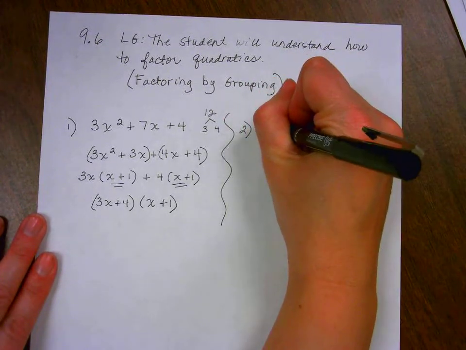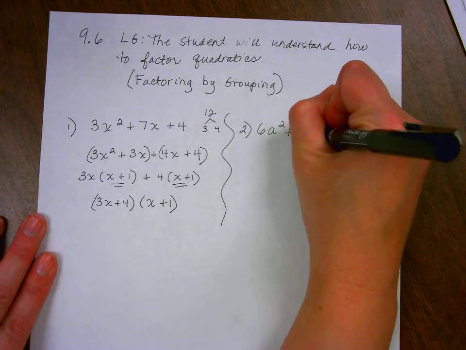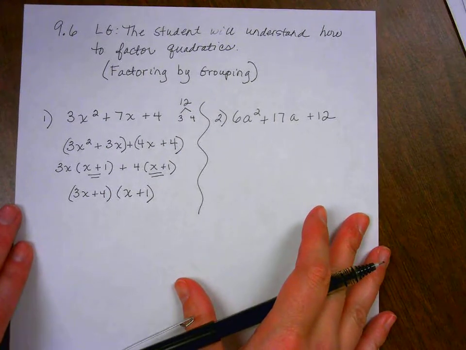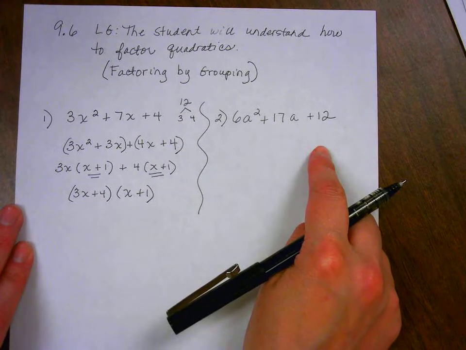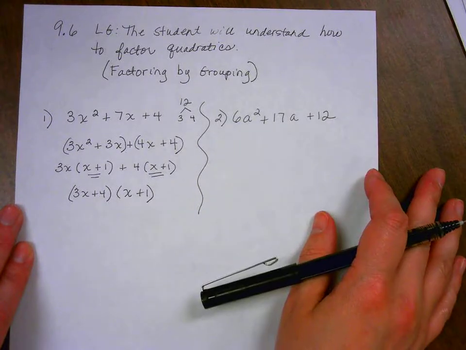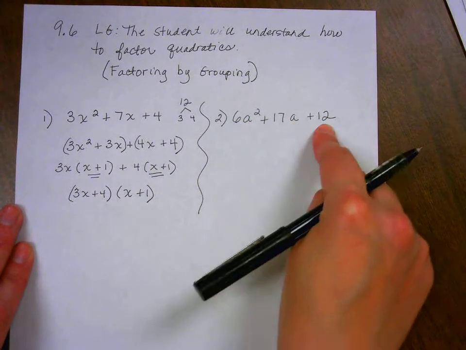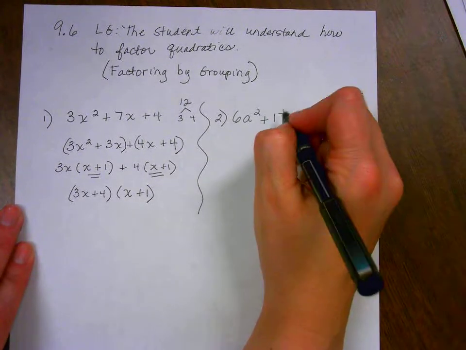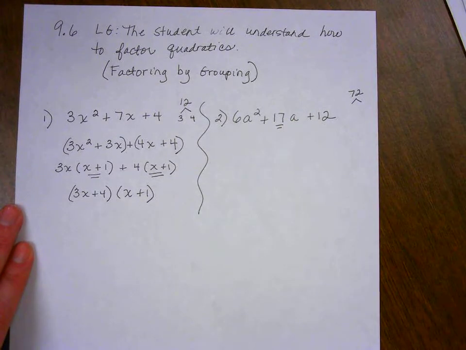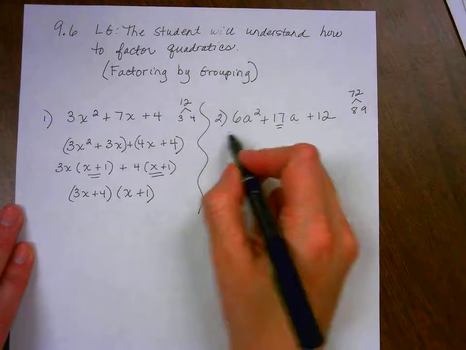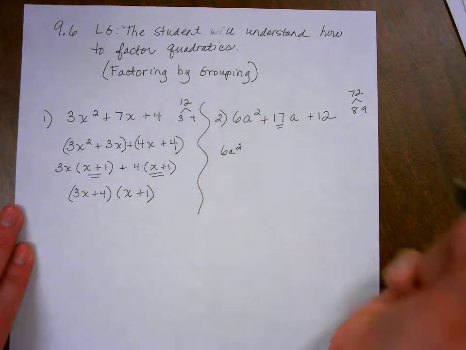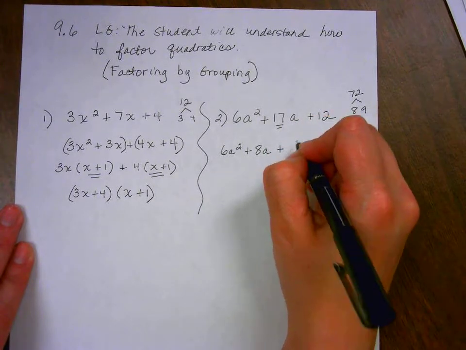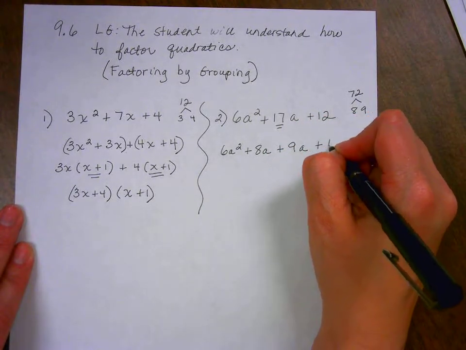All right, so 6a squared plus 17a plus 12. Okay, so I still check to see if there's anything I can pull out, which I can't. This is positive, so I'm still fine. So I'm going to take 6 times 12, which is 72. What are the factors of 72 that are going to add up to 17? 8 and 9, good. So I'm going to start by writing it all out. 6a squared, then my middle terms, plus 8a plus 9a plus 12.